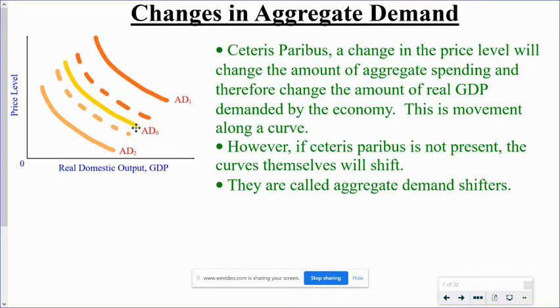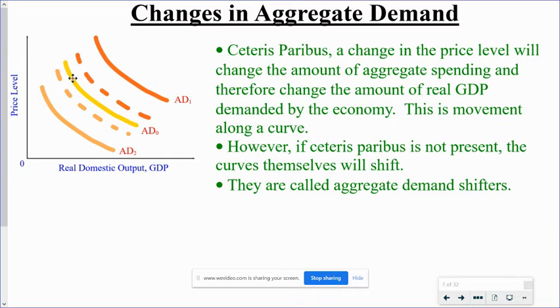So the idea is that if AD sub 0 increases due to some increase of, let's say, consumption, the multiplier effect will then carry it all the way to AD sub 1. So one more time. This is that initial increase in consumption, and the idea of the multiplier says that AD sub 0 in theory will move to AD sub 1. So a change in the price level, ceteris paribus, changes the amount of aggregate spending and therefore changes the amount of real GDP demanded by the economy.